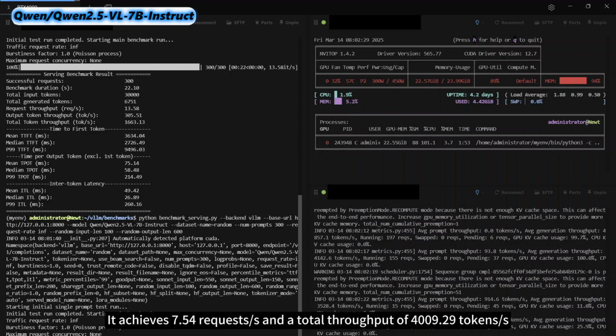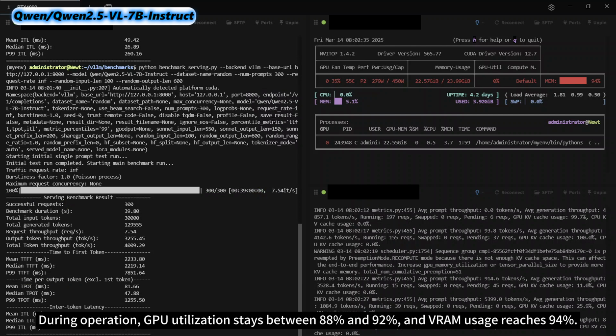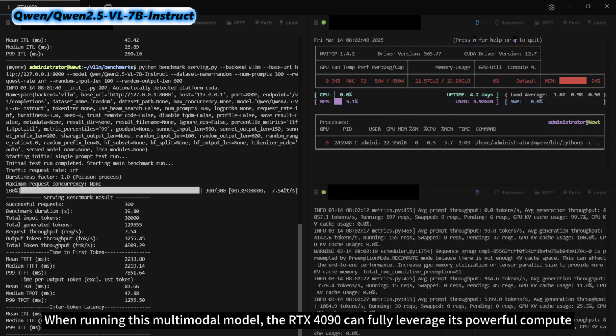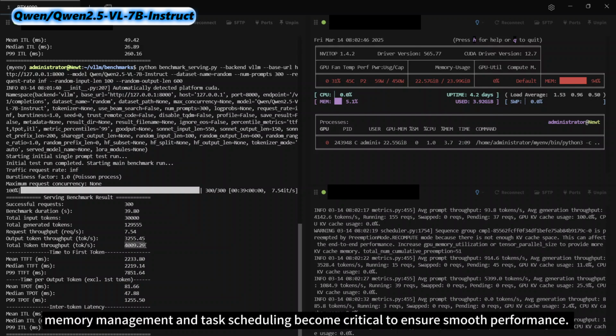It achieves 7.54 requests per second and a total throughput of 4,009.29 tokens per second. During operation, GPU utilization stays between 88% and 92%, and vRAM usage reaches 94%. When running this multimodal model, the RTX 4090 can fully leverage its powerful compute and memory bandwidth. However, with vRAM nearing its limit, memory management and task scheduling become critical to ensure smooth performance.